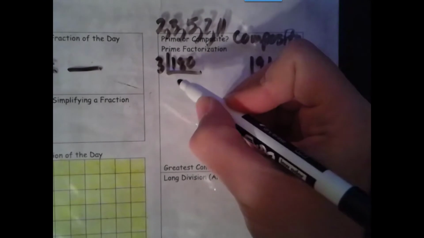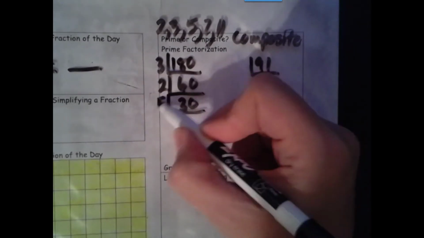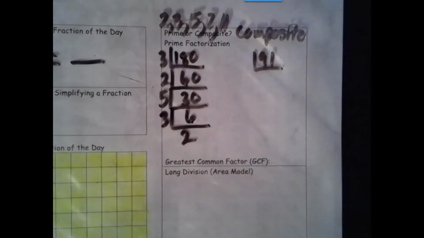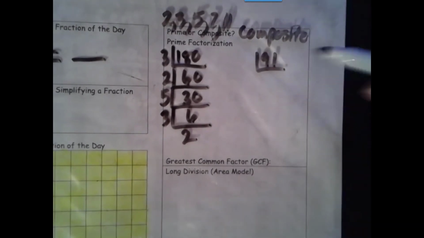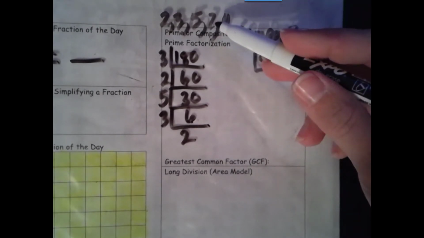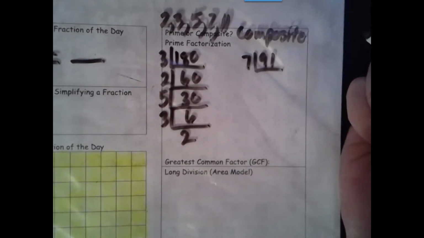All right, let's start with 3 for this. I can get 60 groups of 3 out of 180. It's even, so I can divide that in half, and there's 30 groups of 2 out of 60. Ends in a 0, so I can divide by 5. I get 6. Divide by 3, I get 2. So I already know that 2 doesn't work, 3 doesn't work, 5 doesn't work because it doesn't end in a 0 or 5. Let's try 7. 7 times 10 is 70, 77, 84, 91. Yes, 7 is a factor.